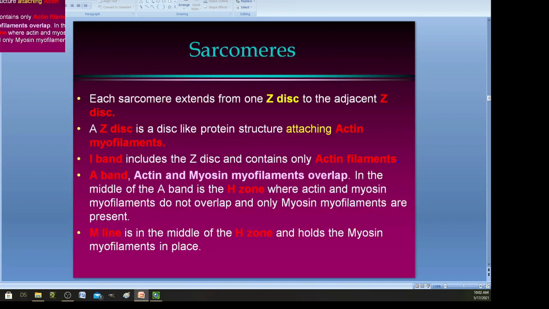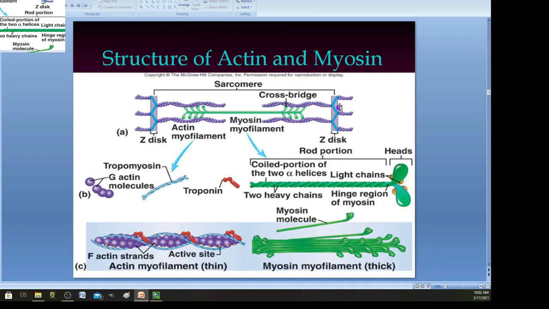Now, if we look at the sarcomere, it is broken into different parts, and they're all named. And it is important to understand these names. For example, it says each sarcomere extends from one Z disc to an adjacent Z disc. If I go back to this slide, these structural proteins that are holding everything together are called Z discs. So if we go from one Z disc across to another Z disc, all right, that is the sarcomere.